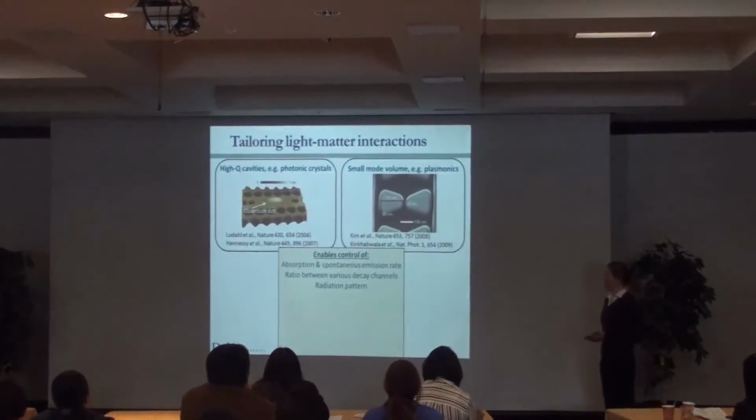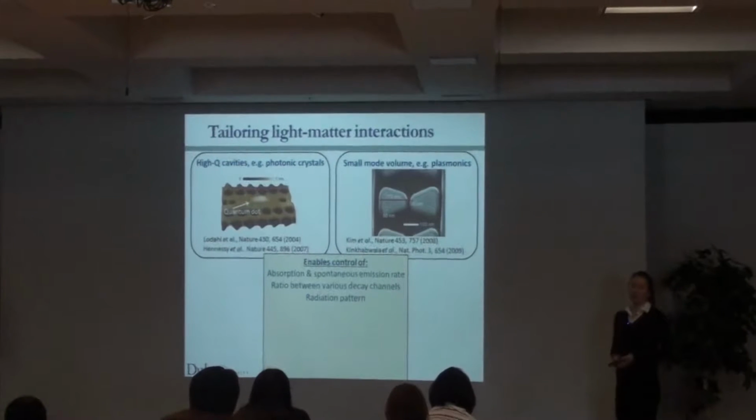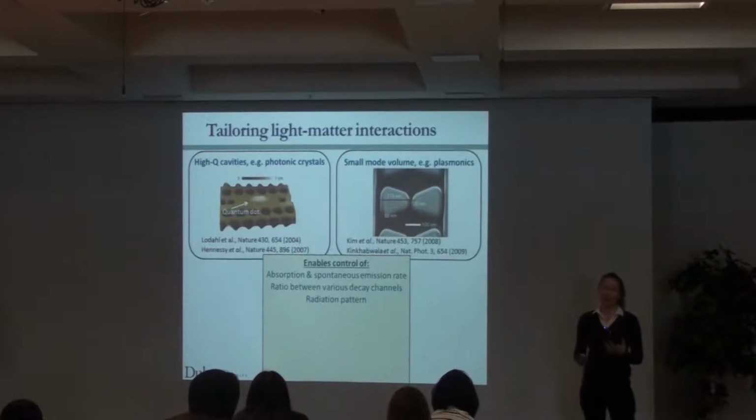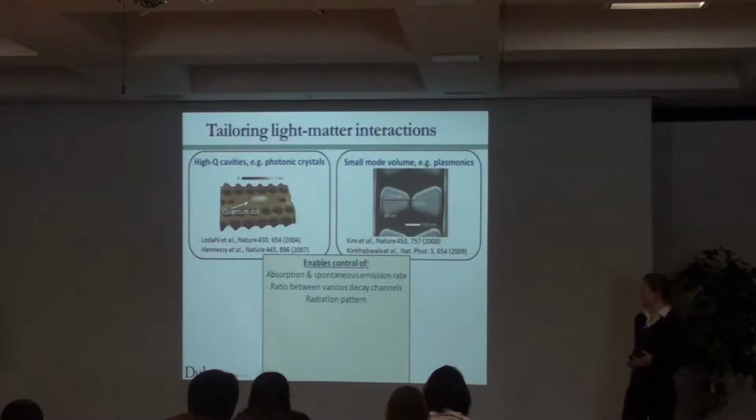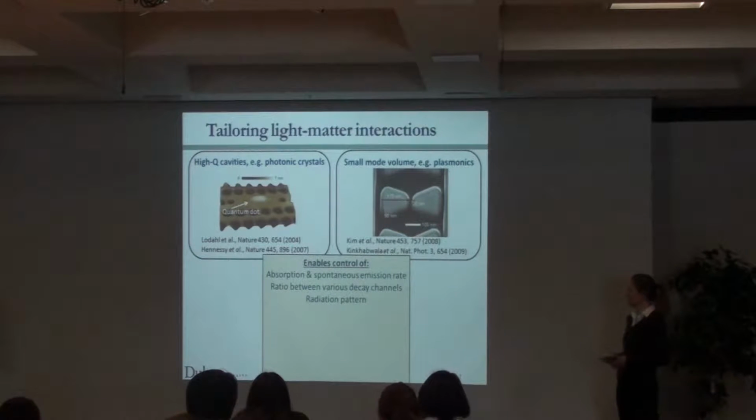So we know a lot of properties are not intrinsic to the materials themselves, but are actually occurring in a fine interplay with the nanoscale environment around our materials. So by changing the local electromagnetic fields and therefore the local density of states, we can significantly modify properties such as the absorption and the spontaneous emission rate, as well as the ratio between various decay channels, and thus the quantum efficiency of our materials, as well as the radiation pattern. And we can do that in a number of different ways.